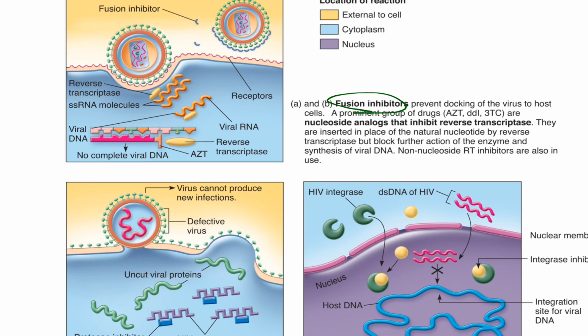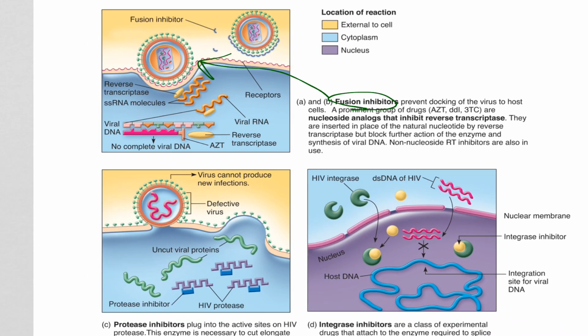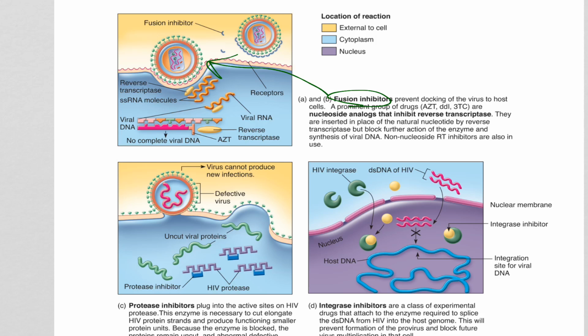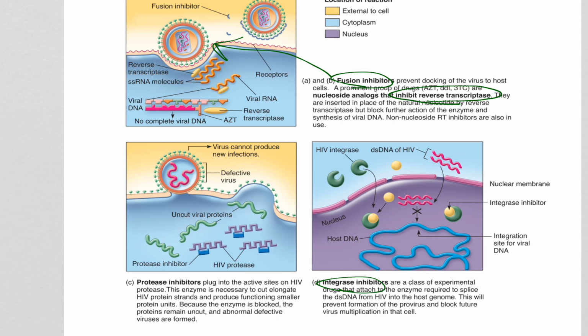Fusion inhibitors that block the receptor that docks to CD4, reverse transcriptase inhibitors, that I've already mentioned, block reverse transcriptase so that the virus has a hard time copying its RNA back into DNA, and integrase inhibitors that block the integrase enzyme, to try to prevent it from incorporating the viral DNA into human chromosomes.